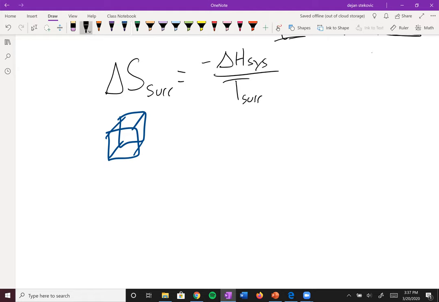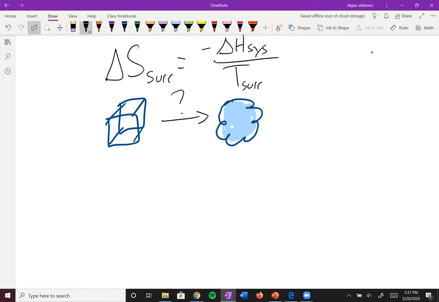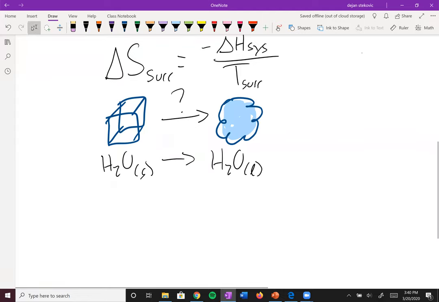And so if we think about what's going on here, we have a solid, ice, melting down into a puddle of water, right? So our question here is, will this occur? Will this ice melt into water? So again, our question is, will this ice melt to liquid?